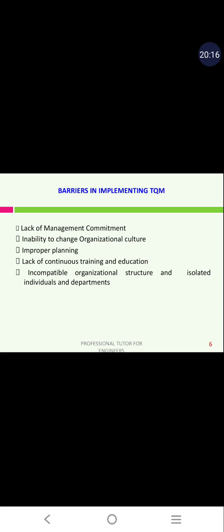So incompatible organization structure and isolated individuals and departments means there is no coordination between the departments as well as individuals. If there is no coordination, definitely it will be a problem in implementing TQM. So this has to be eliminated, and all the departments as well as individuals have to be coordinated and they should work together to improve the quality of the product.